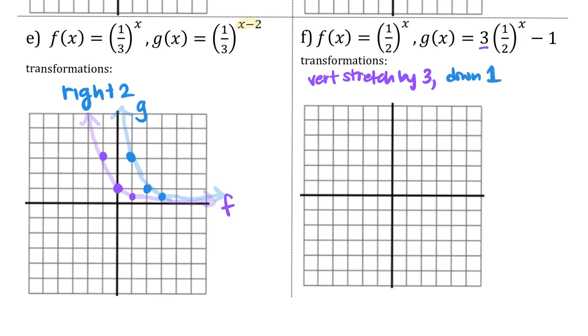Okay, let me start with the parent function, which is 1/2 to the x. So 0, 1. 1/2 to the 1 is 1/2. 1/2 to the -1 is 2. Okay, asymptote is on the x-axis, so let me not cross the x-axis. Okay, it's supposed to level off, but it got a little crooked. Okay, there's f. Okay, now I want to do a vertical stretch by 3, and I want to go down 1. Since I'm going down 1, my asymptote's going to go down 1.